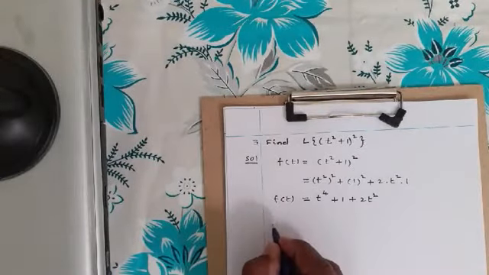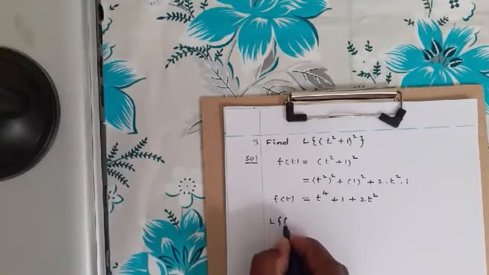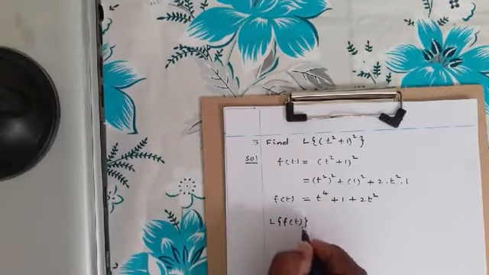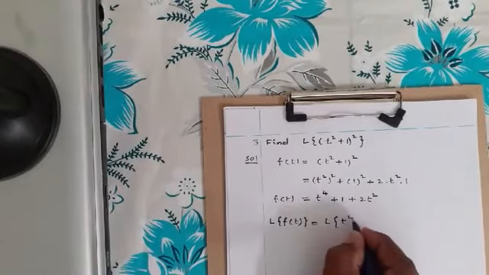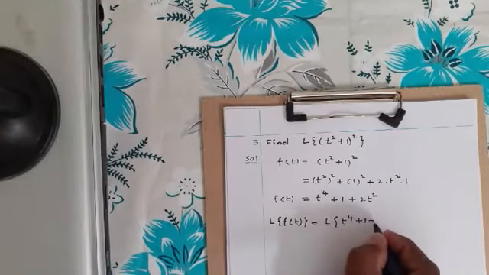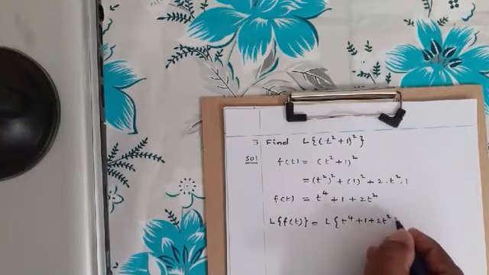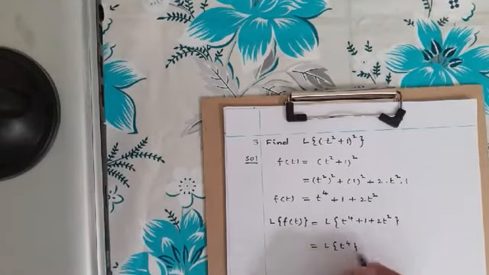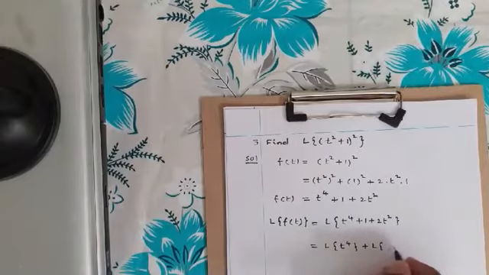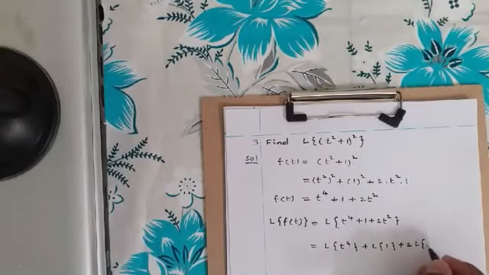Now we have to find Laplace of f of t. So Laplace of f of t is equal to L of the whole term inside, that is L of t power 4 plus 1 plus 2t square. Now write separately for each term: L of t power 4 plus L of 1 plus 2 into L of t square.